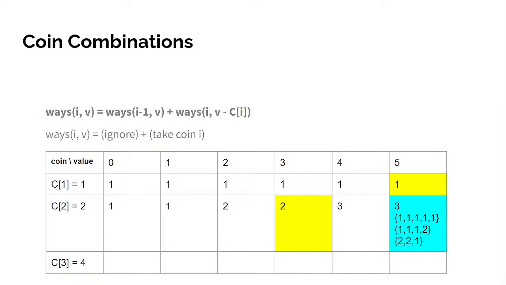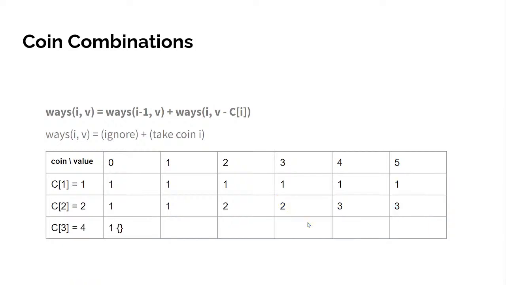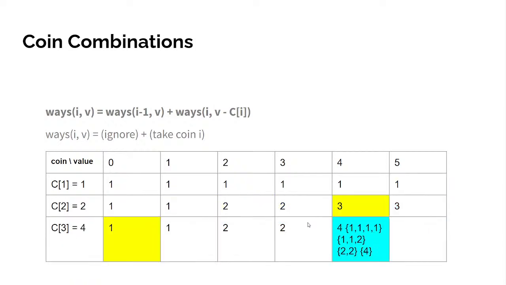So it's the same thing for the third row. And as you see, we've now filled out our DP table and it's correct. Now go try the coin combinations problem on Codebreaker.